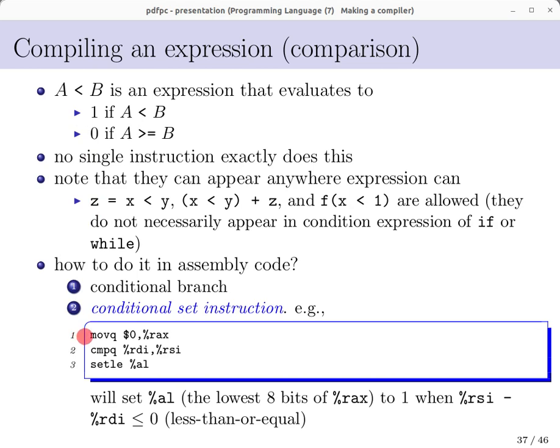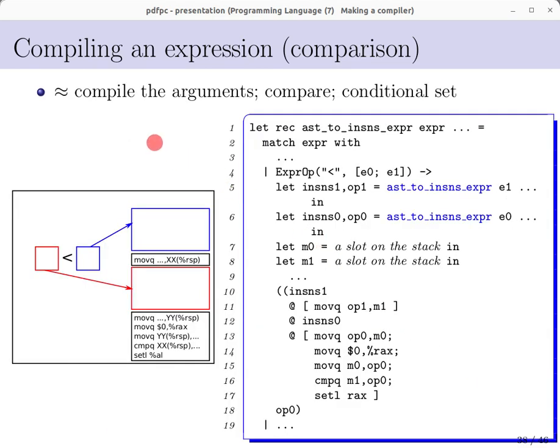So by first setting the destination register to 0 and executing the comparison, if the condition is met, you assign 1 to the same destination register. But by the way, this AL register is the last 8 bits of this RAX register. So you are essentially assigning the value to the same register.